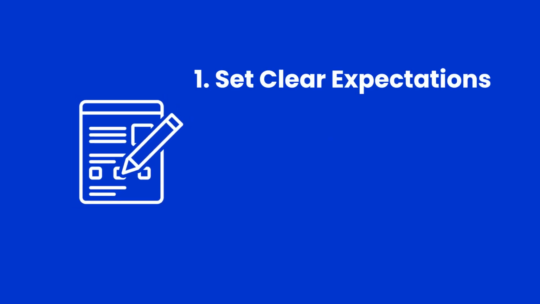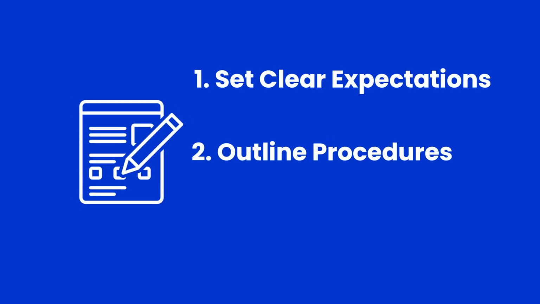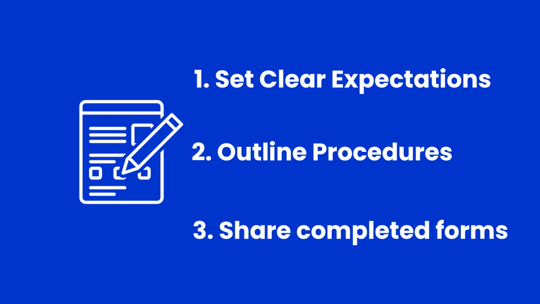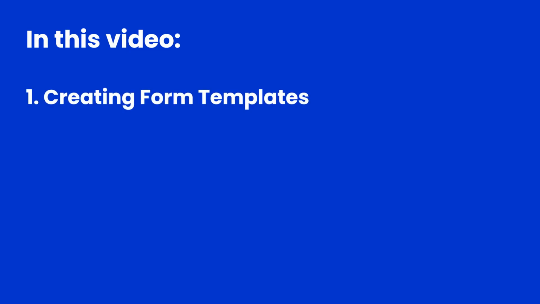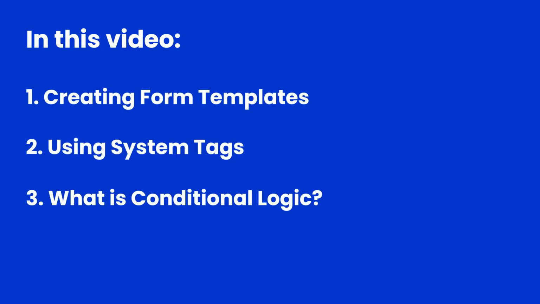Fergus makes it easy to create and attach forms to your jobs and job phases, helping you define internal and external processes for both your staff and customers. Forms set clear expectations, outline procedures for your team to follow in the field, and automatically save as PDFs once submitted, ready to be shared. In this video, we'll cover how to create form templates, use system tags, an introduction to conditional logic, and managing your form templates.